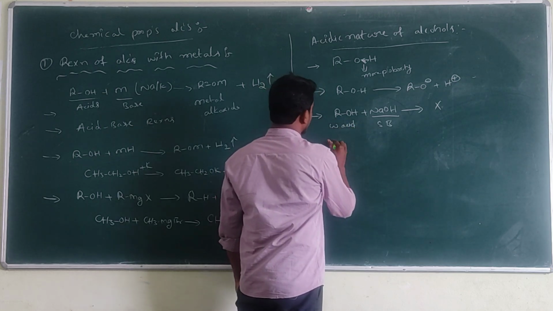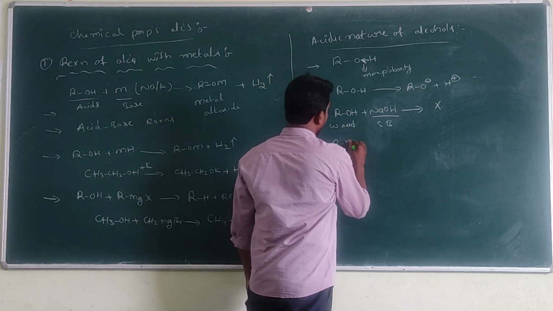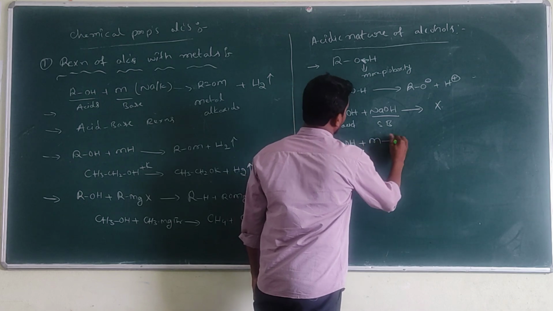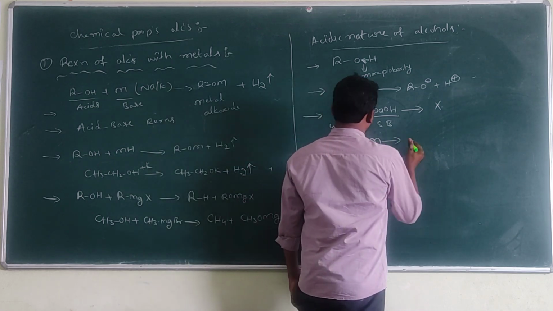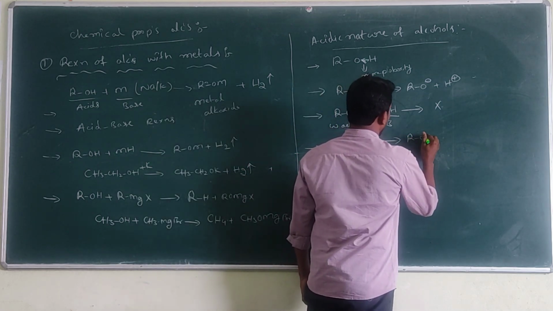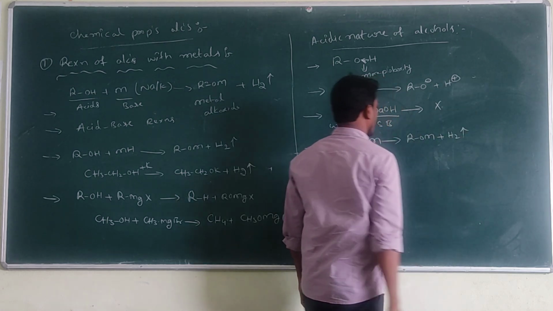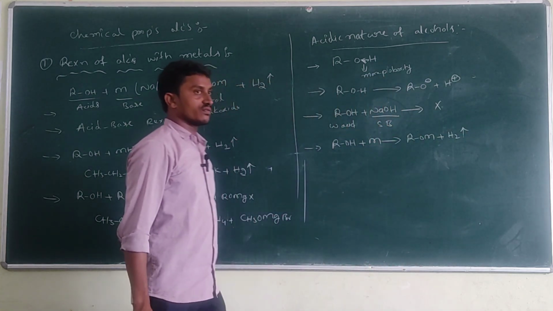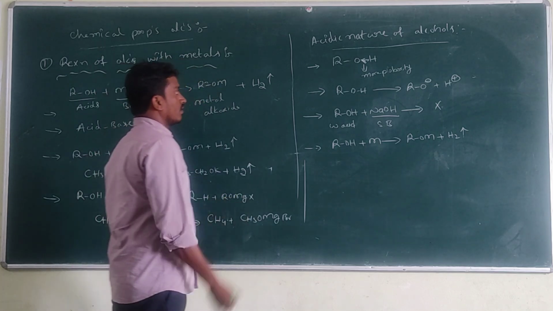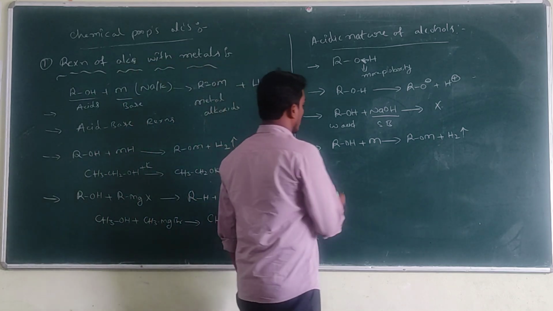Only in the presence of highly active metals can alcohols act as acids. They give a metal alkoxide and evolve hydrogen gas. So this is the reason for the weak acidic strength of alcohols.